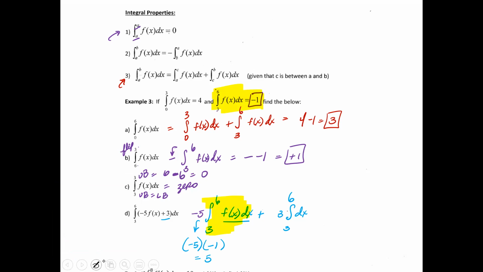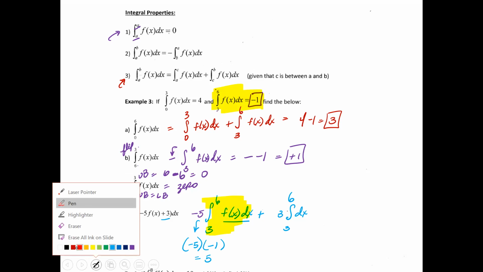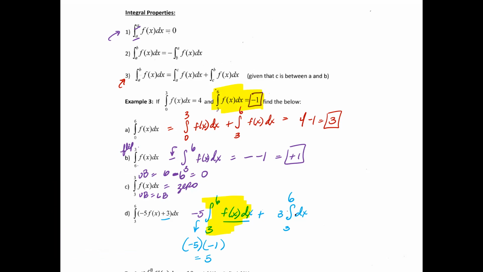And then, of course, you have your second piece of this, which is the integral of dx. Well, the integral of 1 dx is just going to be x. So then you have a 3 in front of it, so that's going to be 3x. And you're going to evaluate this from 3 to 6. If I plug in the 6, 3 times 6 is 18. If I plug in a 3, 3 times 3 is 9, which is going to give me a 9. So 5 plus 9 is going to give you a 14. And that is your answer.